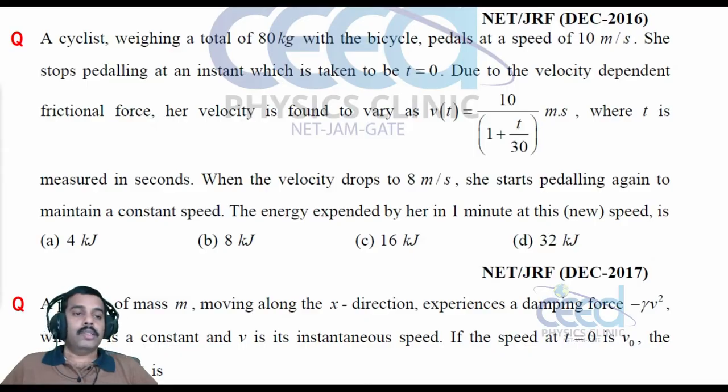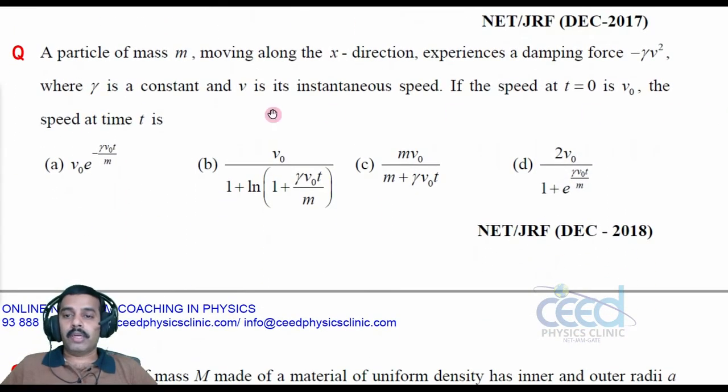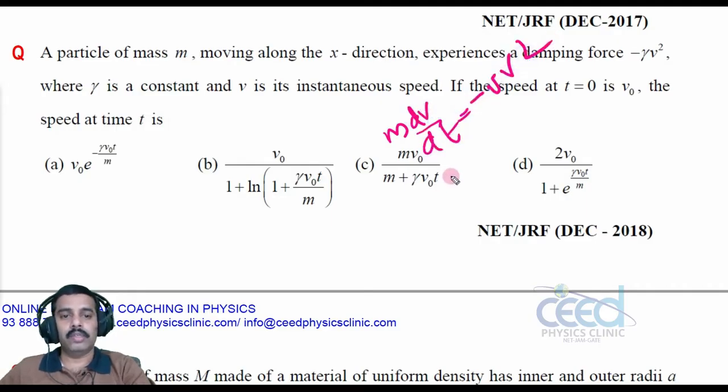Now let us come to another problem. A particle of mass m moving along x direction experiences a damping force minus gamma v square, where gamma is a constant and v is its instantaneous speed. The speed at t is equal to 0 is v0. The speed at time t is, right? So we can write the equation. Damping force is given, so we can write m dv by dt is equal to minus gamma v square. That is dv by v square is equal to minus gamma by m dt.